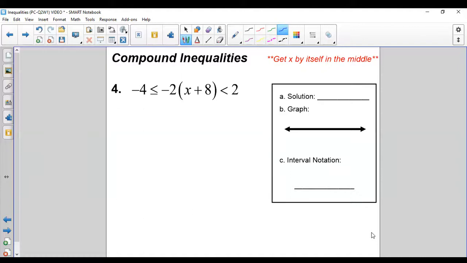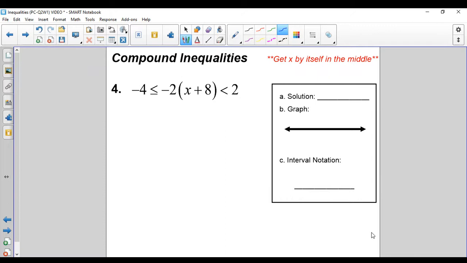Inequalities. So this means we have two pretty simple inequalities combined into one. And there's three different ways we're going to be looking at this. This first one, we have x in the middle and that's it. We need to get x by itself in the middle. So we just do our normal equations like we normally do, or inequalities like we normally would.